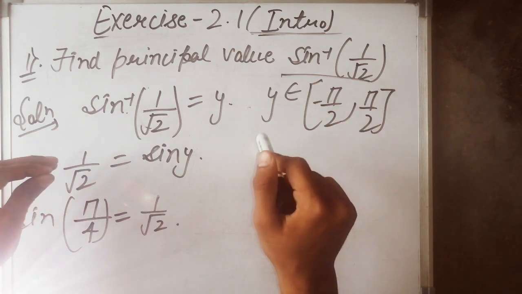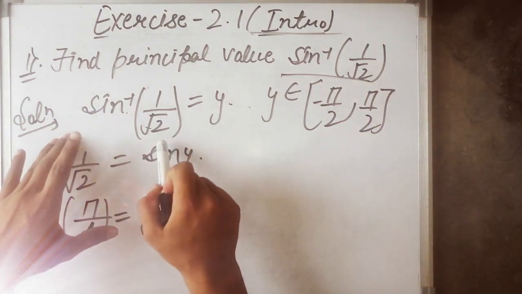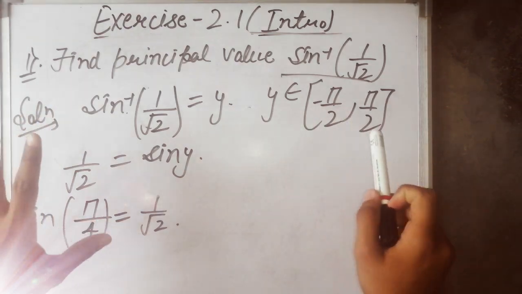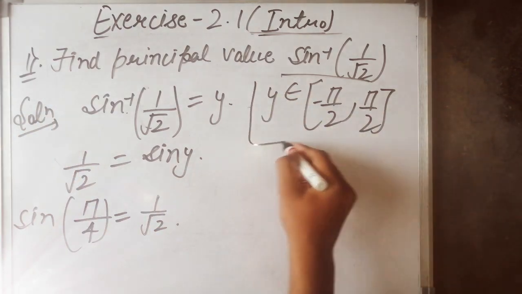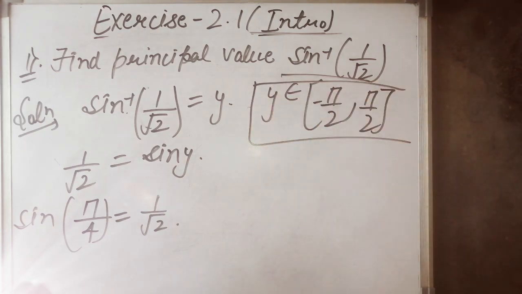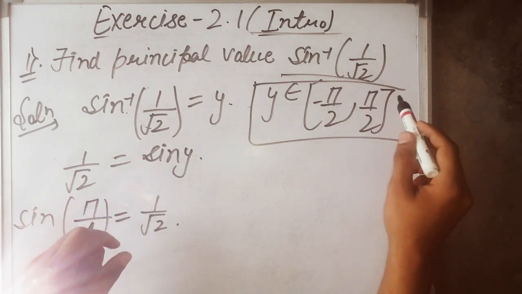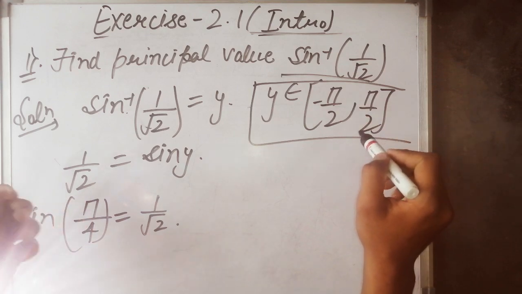The very first step, I have considered sine inverse 1 by under root 2 equals y, and y belongs to minus pi by 2 to pi by 2. This is what I have written down as the principal value range. If you look at the principal values, the principal value branch of sine inverse is minus pi by 2 to pi by 2 in these square brackets.